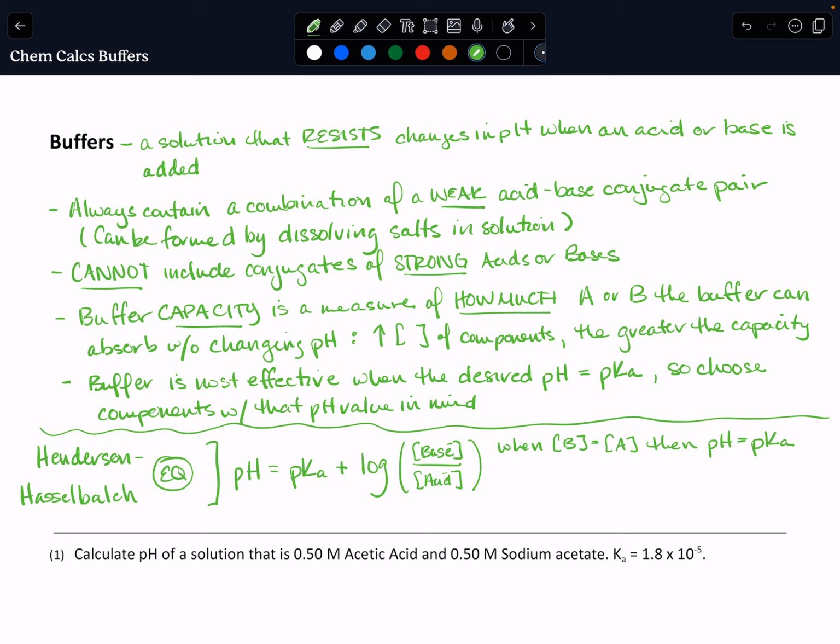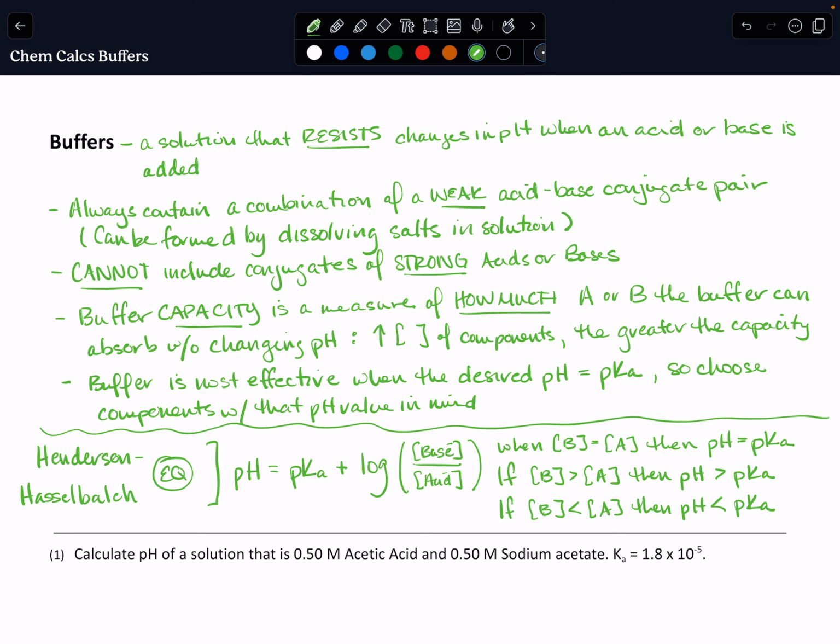All right, generally speaking, if the concentration of the base is greater than the concentration of the acid, then the pH should be greater than the pKa. And that kind of makes sense. We have more base present than we have acid. All right, and then vice versa. If the concentration of the base is less than the concentration of the acid, then the pH should be less than the pKa, which makes sense.